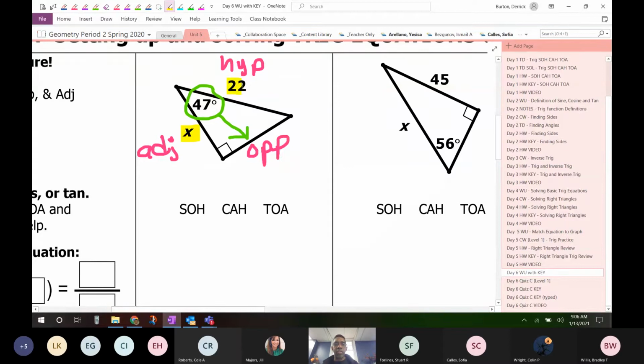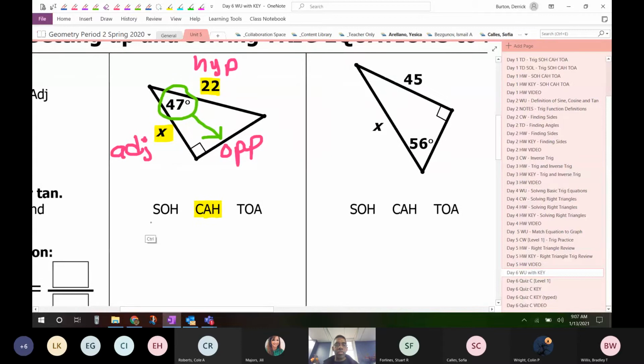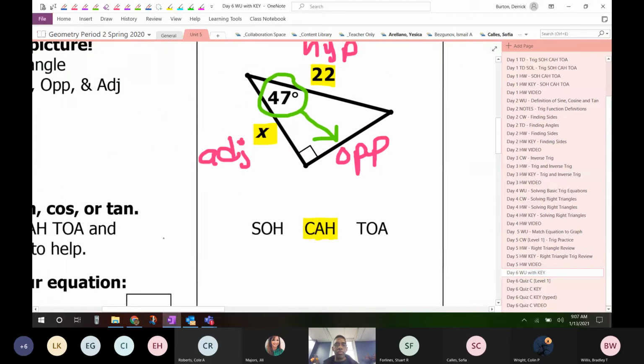We have the x, we have the 22. That's adjacent and hypotenuse. So I see the sine, cosine, and tangent. Which one involves adjacent and hypotenuse? Well, that's this one right here, adjacent and hypotenuse. That is the cosine function. So that tells me that I need to write down the cosine function.